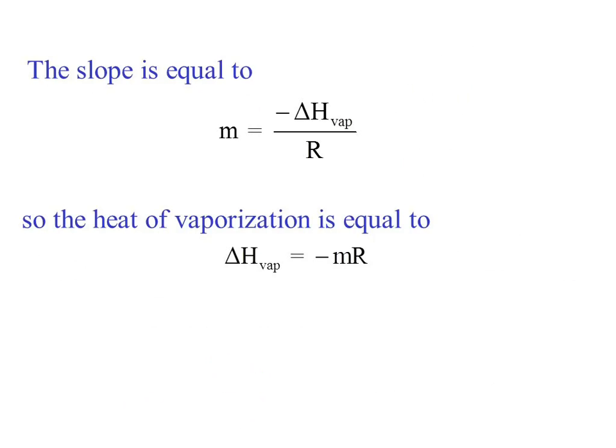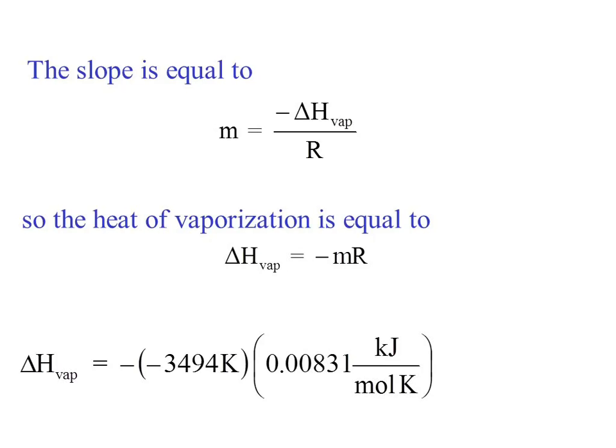We said that if we're after the heat of vaporization, which we are, and if we have m, which we do, we can get to the heat of vaporization by taking negative 1 times the slope we got times R. And so this is what this looks like finally: negative 1, that's the slope, negative 3,494 Kelvin times R, which is 0.00831 kilojoules per mole Kelvin. So that's how we got to the heat of vaporization from just 2 points.